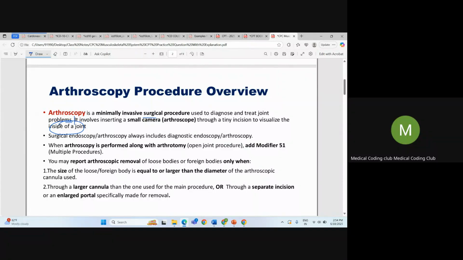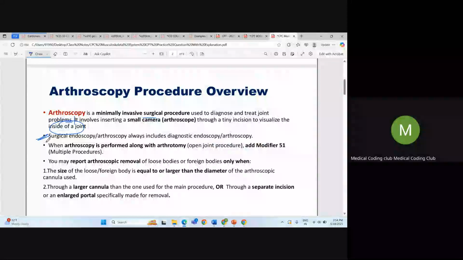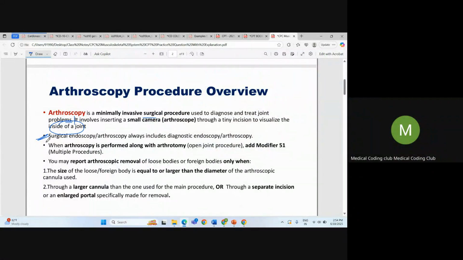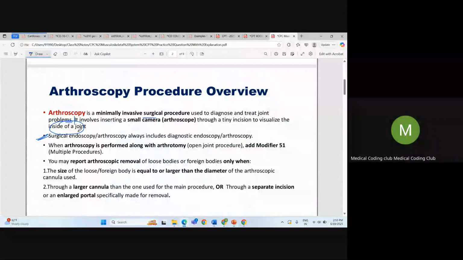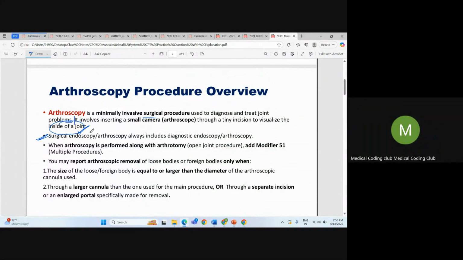Next, there is one important coding guideline. As I said, it could be surgical endoscopy or arthroscopy. It always includes diagnostic endoscopy. So when the provider performs diagnostic arthroscopy and surgical arthroscopy, you don't have to code for the diagnostic, because diagnostic arthroscopy is included in surgical endoscopy or arthroscopy.